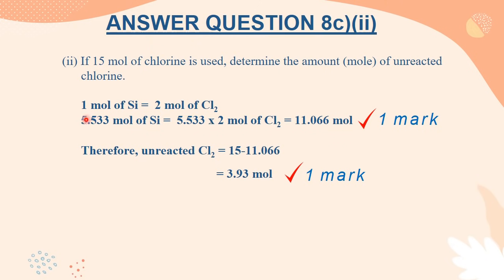Yeah. So if we have 5.533 mole of silicon, mean we need 11.066 mole of chlorine. So now you have 15 mole. So tolak je lah. So nak cari unreacted chlorine gas. So 15 mole minus 11.066 mole. So you dapatlah the answer will be 3.93 mole.